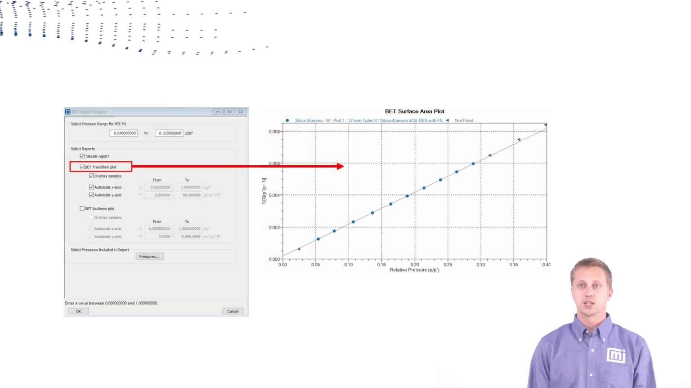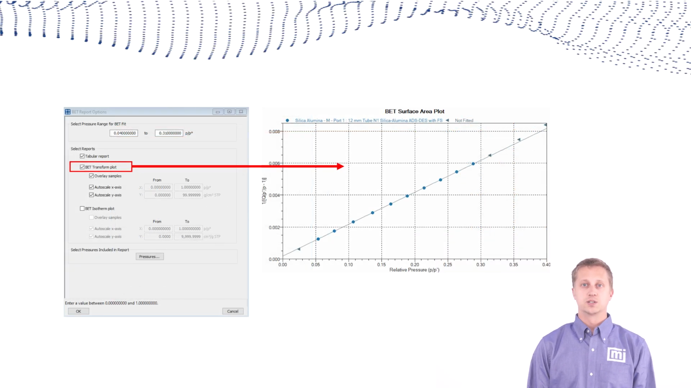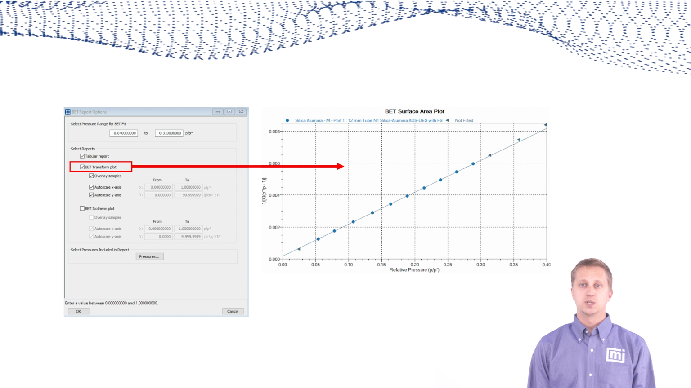Next is the BET transform plot. Shown here is a mesoporous material in which we selected points in the standard fit range from 0.05 to 0.3 P over P naught. You can see here the points that have been selected are noted by circles, whereas the points that are not selected are noted by triangles. In this plot, you should see a straight line through all of your adsorption points, showing that you have a good fit for your BET surface area.